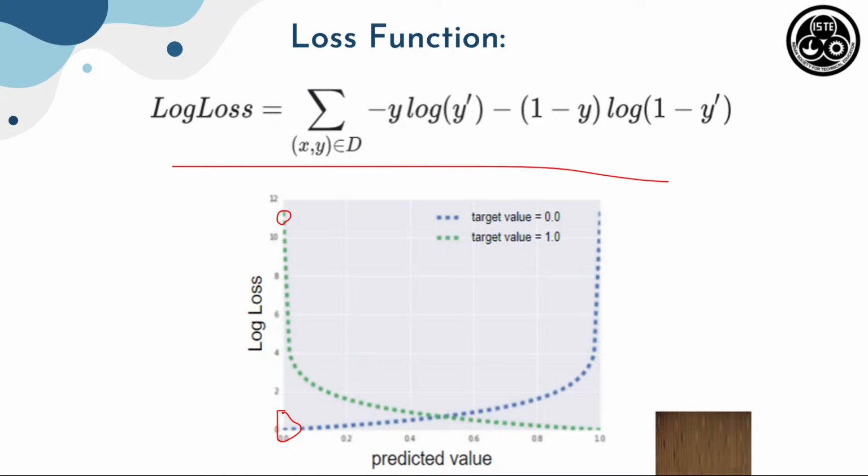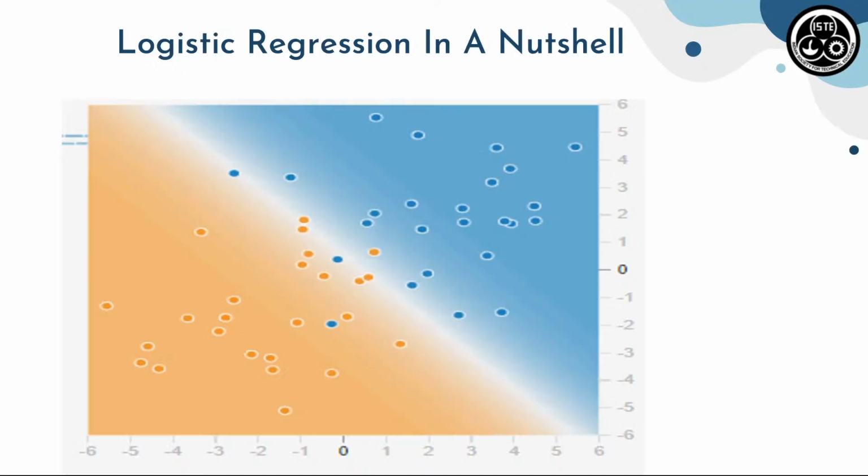Logistic regression in a nutshell, basically what we're trying to do is divide the data into two parts, the blue part and the orange part. This is logistic regression. You try to find a line which divides the data into two categories, right? Heads or tails, or maybe 0 or 1.